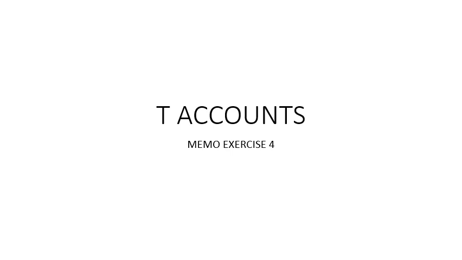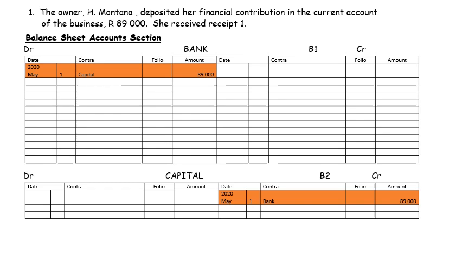Today I want to discuss the memo of T accounts exercise 4. The first transaction tells you the owner deposited a financial contribution. You now know that every transaction must be recorded into two accounts. The business receives money, so that is why your one account will be bank, because that is where we keep our money. If we receive money, bank being an asset will increase on the debit side.